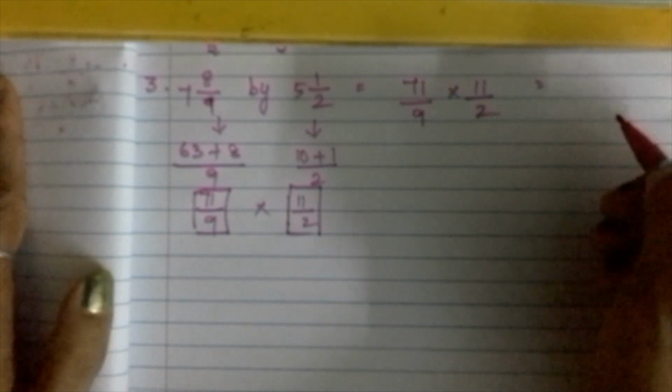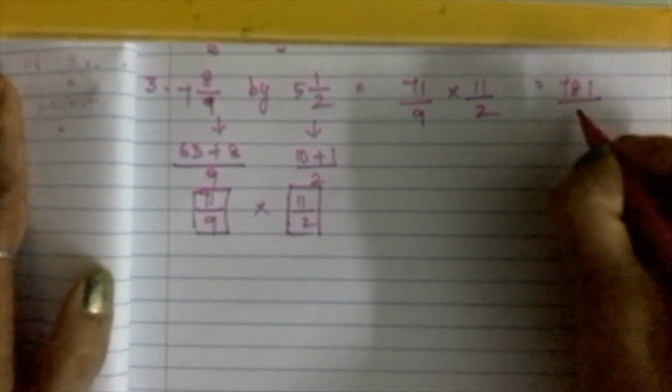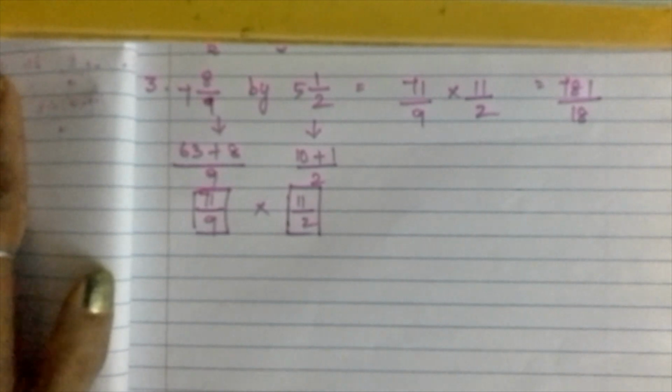So 71 into 11 will be 781, divided by 18. That's all. Next one.